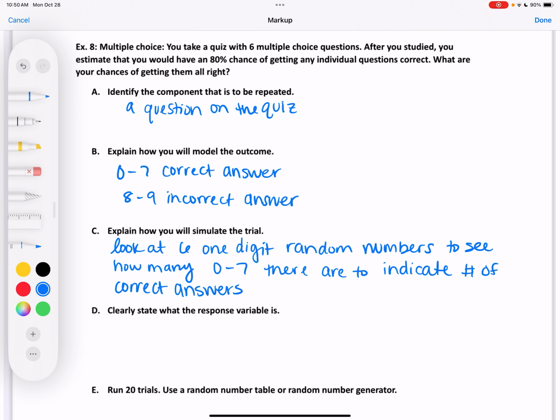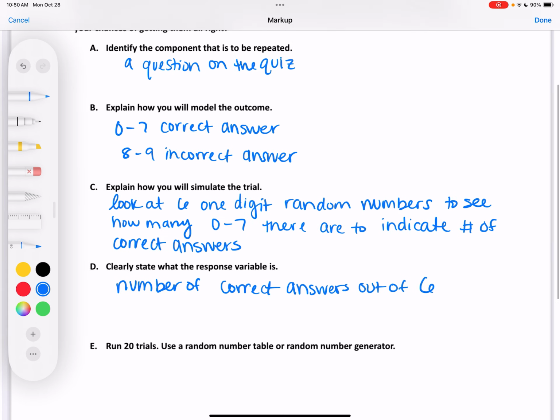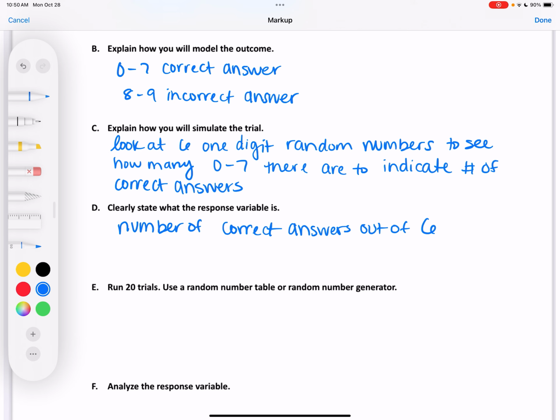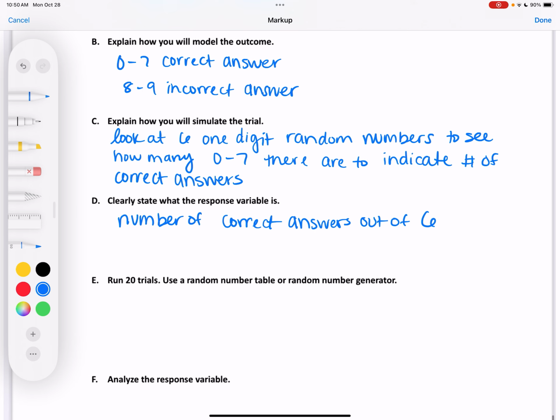So what's the response variable? How many are correct? Yep. Number of correct answers out of 6. So I'm going to run 20 trials. I'm going to set up the numbers 1 through 20 so I can put how many she got right beside each one. And then we'll put what we're going to type in the calculator to do this.